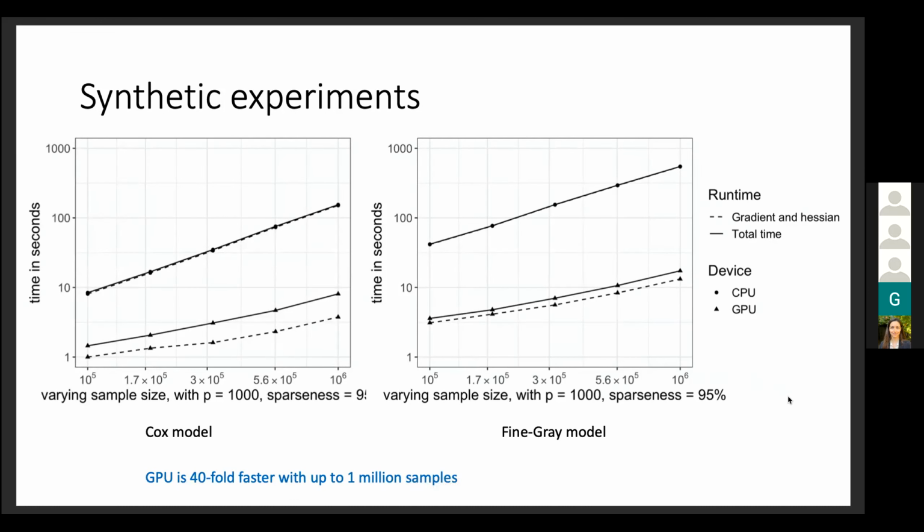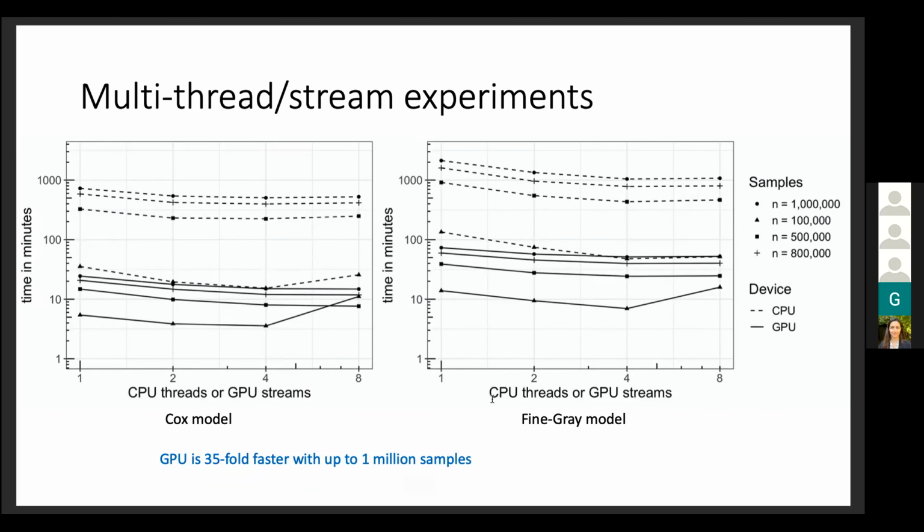And now let's look at some results. Here I conducted a series of synthetic experiments across different sample sizes. I show both Cox model and Fine-Gray model. I show the time to compute gradient and Hessian in dashed line, and this part is actually our target for parallelization. And I also show the total time in solid line. Overall, the GPU is about 40 times faster with up to 1 million observations in our simulated data. And these two figures show the multi-thread or multi-stream experiments. And again, GPU is orders of magnitude faster with up to 1 million samples.